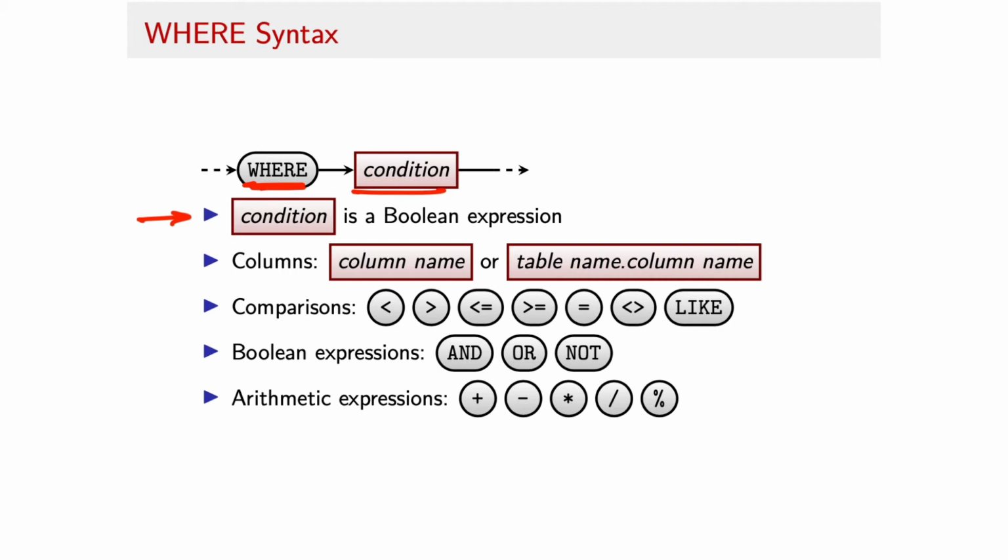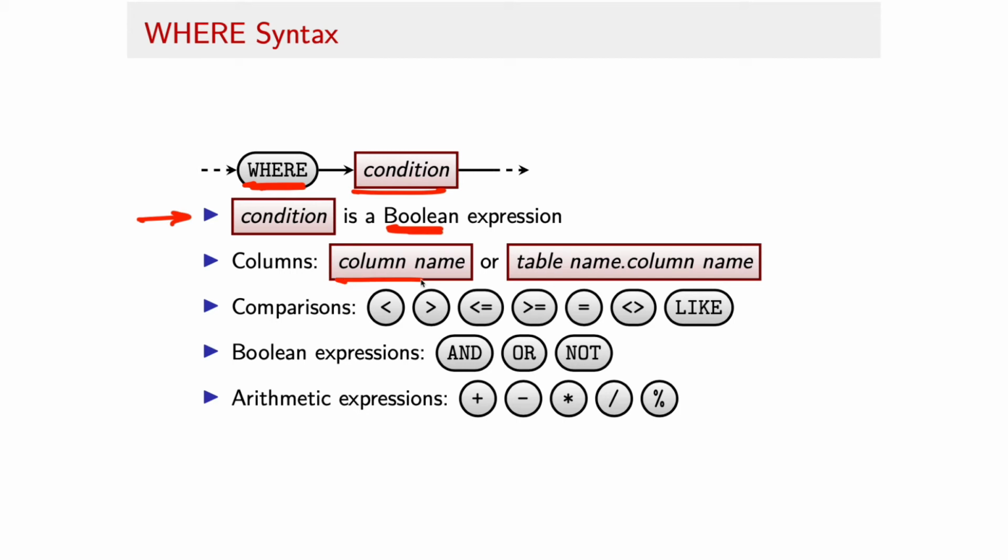But the idea behind this being a Boolean expression is that for each of the rows in that intermediate result set, the database is going to apply that condition. And if that condition is true, the row will survive to the output. It's not any more complicated than that. So what can be in that condition?